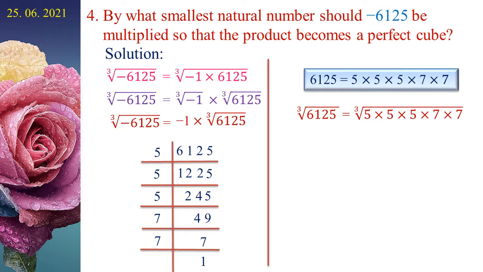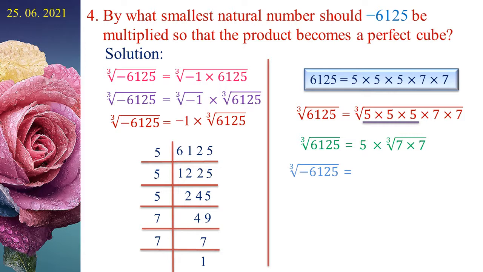Cube root of 6125 equal cube root of 5 into 5 into 5 into 7 into 7. Then make triples of similar factors. Cube root of 6125 equal, then take one factor from the triple. So, 5 into cube root of 7 into 7.